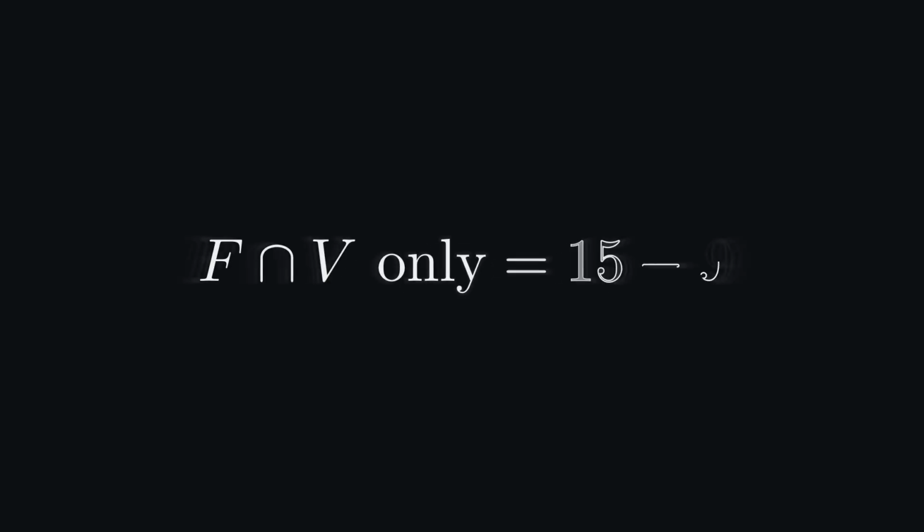Next, let's find the number of students who play football and volleyball only. 15 students play both football and volleyball. To find those who play only football and volleyball, we subtract the 9 who play all 3. So, 6 students play only football and volleyball.